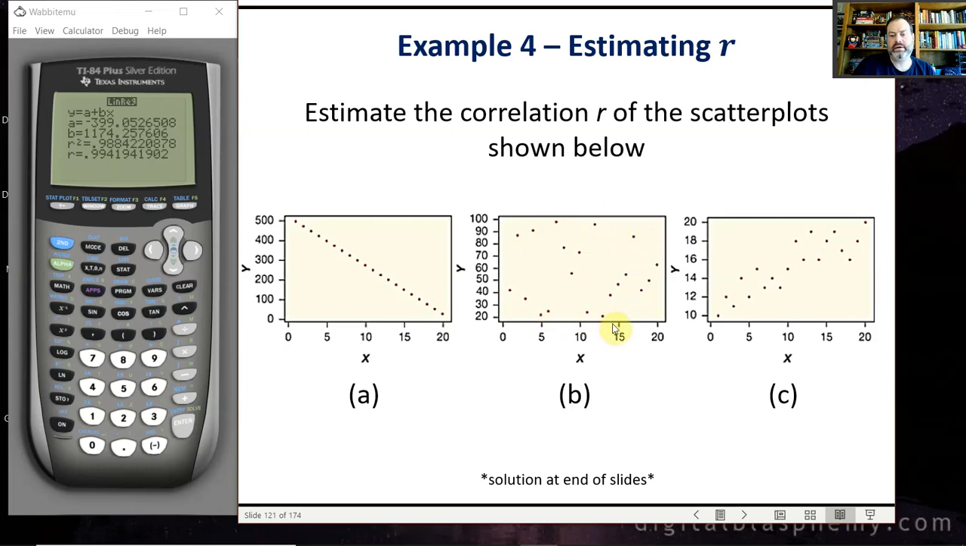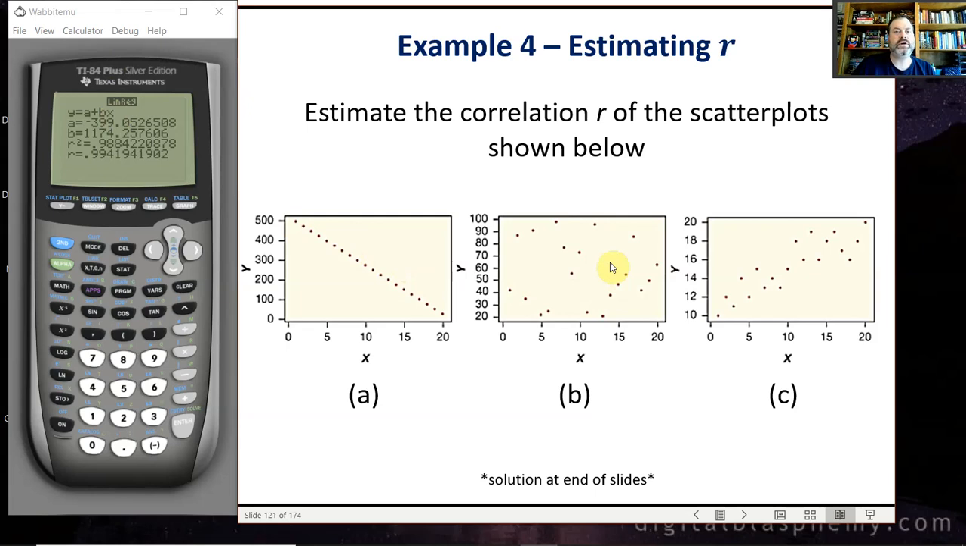What about B here? Does it look like a straight line trend? No. That means r is going to be close to 0. Does it look completely random? Yes. That means r is exactly 0. So here r is -1, here it is 0.